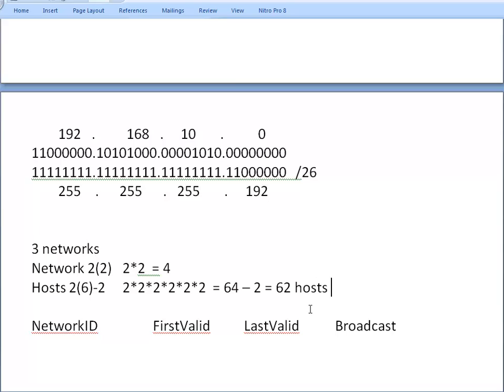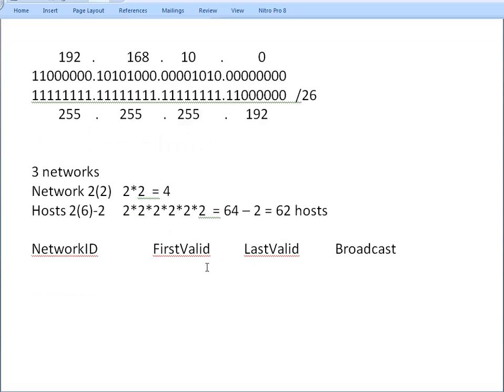Okay, excellent. Now I'm going to need to put this down like this, on the network ID, first valid, last valid, and broadcast address. So network ID is to start with the ID that you were given before you started subnetting. So we were given 192.168.10.0. That's the first network ID. First valid address will be 192.168.10, whatever ID is, plus 1. So if we add 1 here, it will be 1.